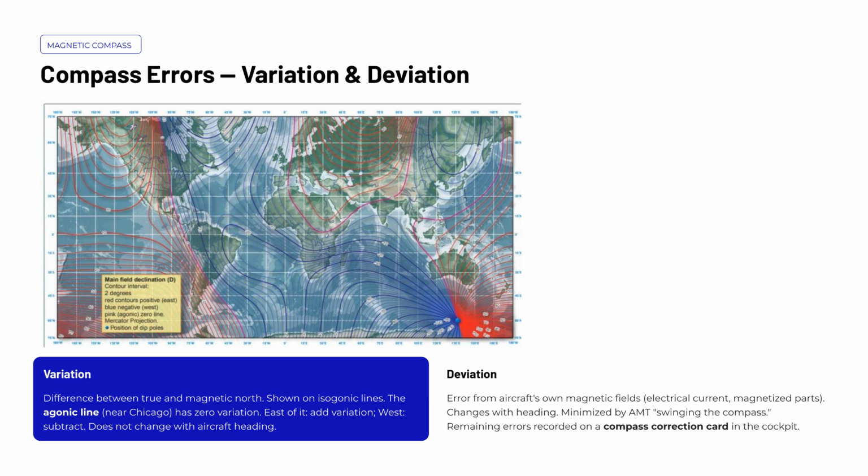That remaining error is recorded on a compass correction card, which is mounted in the cockpit near the compass for the pilot to reference during flight.